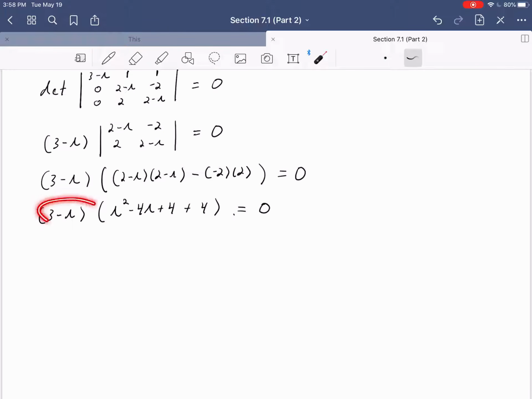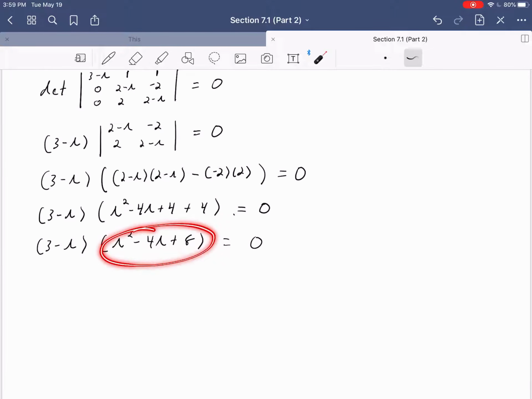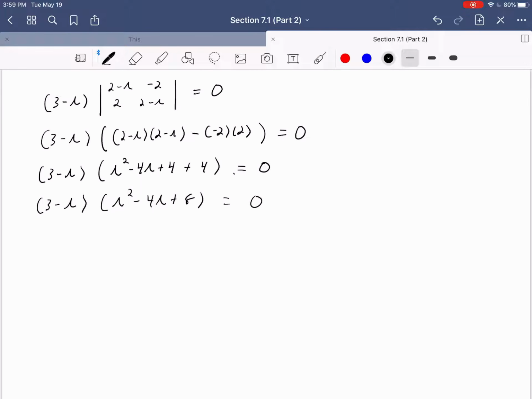Now notice that since there's only one product here, this 3 minus lambda is already a factor, so we already know that lambda equals 3 is a root. We just need to figure out the roots from this quadratic component right here. So we get 3 minus lambda, and then lambda squared minus 4 lambda plus 8. We can try some factorizations here. Looks like they would both have to be negative, so things like negative 1 and negative 8, or negative 2 and negative 4. Unfortunately, none of those work, so we might want to just go ahead and use the quadratic formula here. This factor over here gives us lambda equals 3, so we know that that's one of our roots.